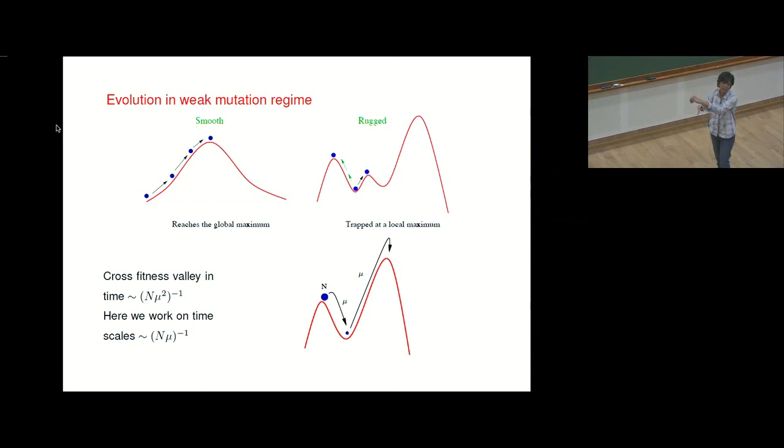Rugged ones are like Himalayas. You start, you reach a local fitness peak. In physics, we call that local energy minimum. You get stuck there in the sense that you will sit there, but then if you want to go to a higher peak, you'll have to go through the valley and then go up, right? So on rugged fitness landscapes, this is interesting, but the population can get stuck.